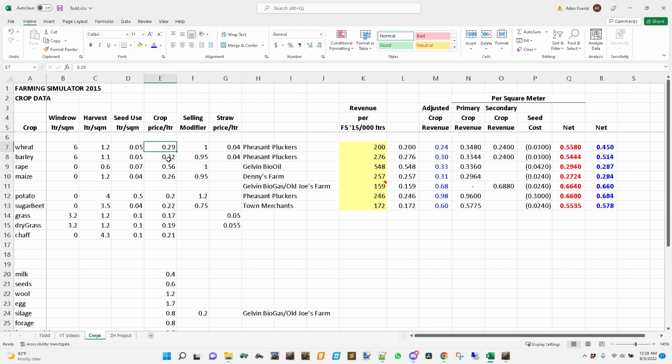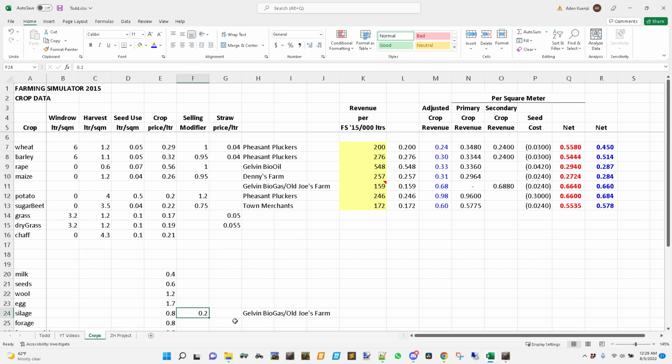Crop price per liter, I chose to use the beginning numbers. Maybe you recognize this from what we just saw. And then what I plugged in here was a selling modifier. This is based on Gelvin Valley itself. This is the highest selling modifier I could get for wheat. This is the highest one I could get for barley, meaning every other station had a factor that was lower than this, because this number is going to be multiplied by the price, which is in turn multiplied by the liters per square meter, or what have you. So you also have these modifiers to deal with.